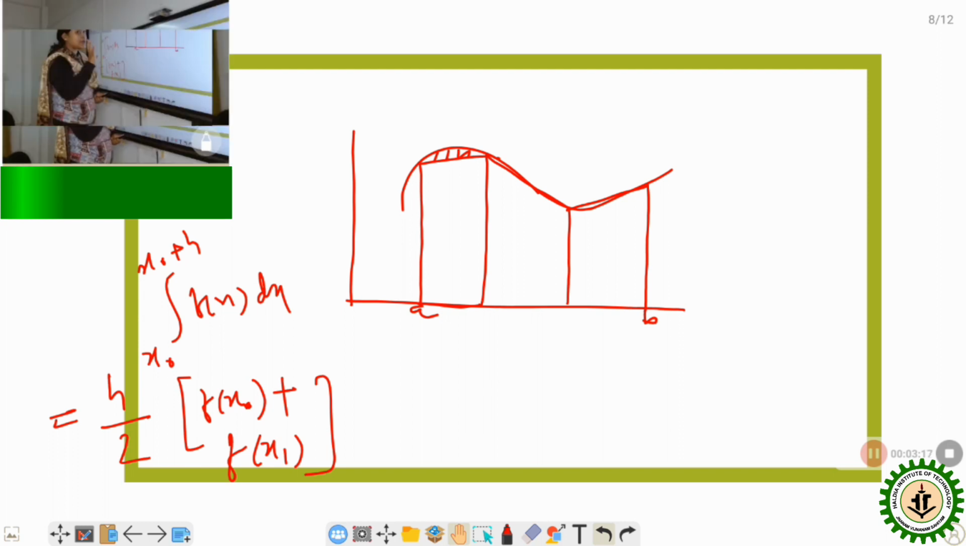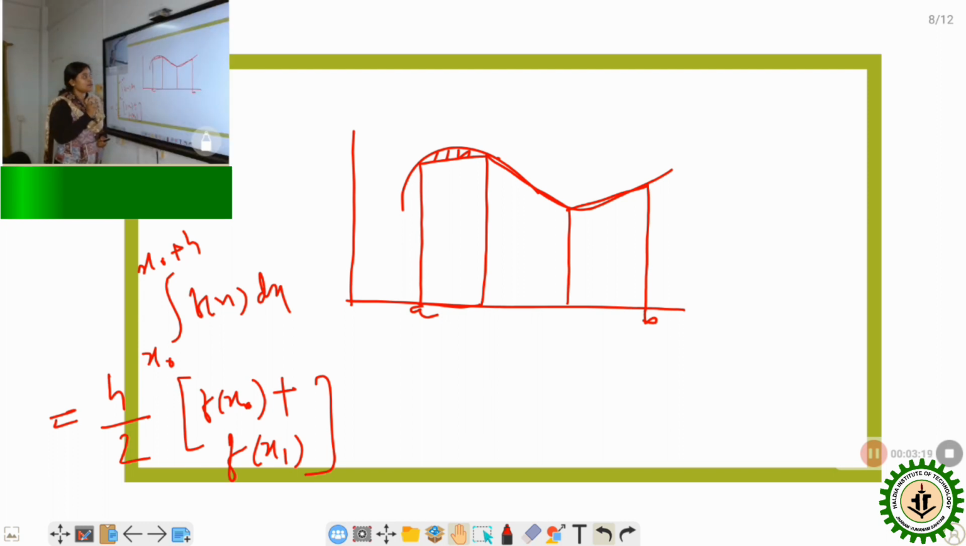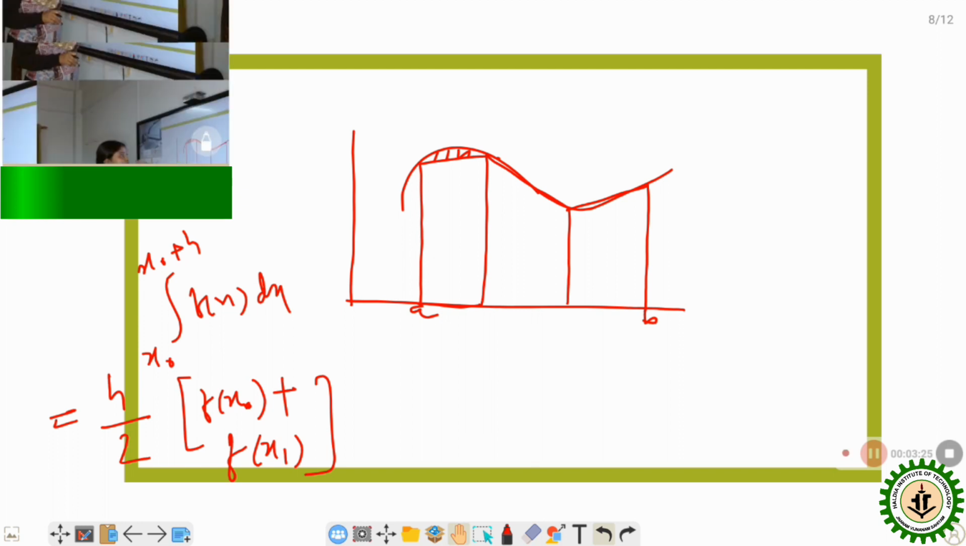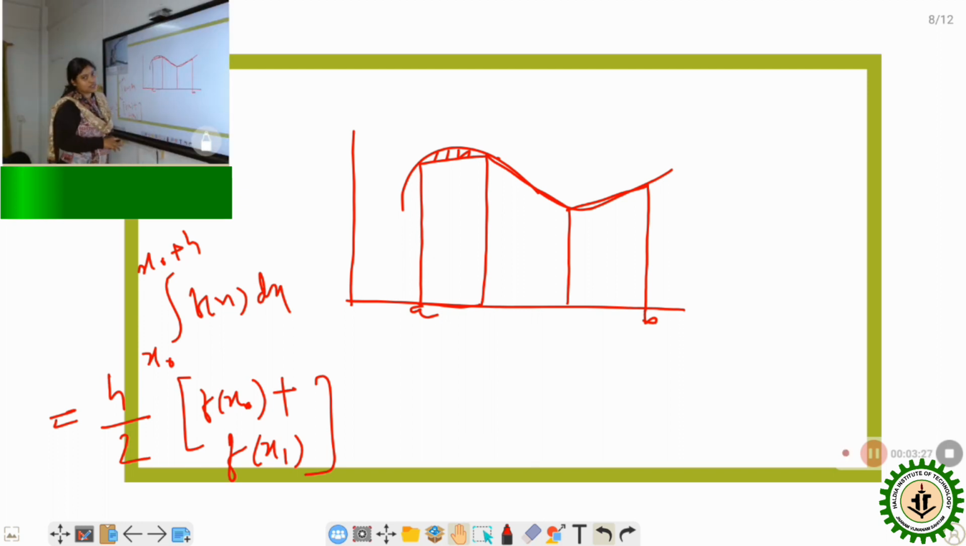And the name trapezoidal rule: why is it called the trapezoidal rule? Here it is, because we are taking the area of a trapezium. That's why the name is trapezoidal rule, right?